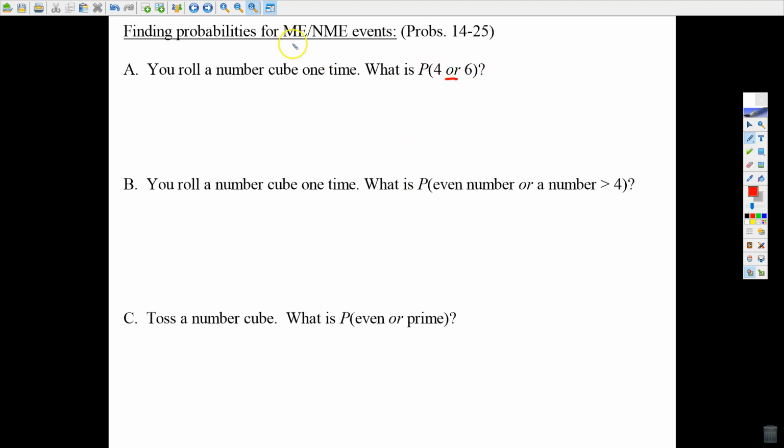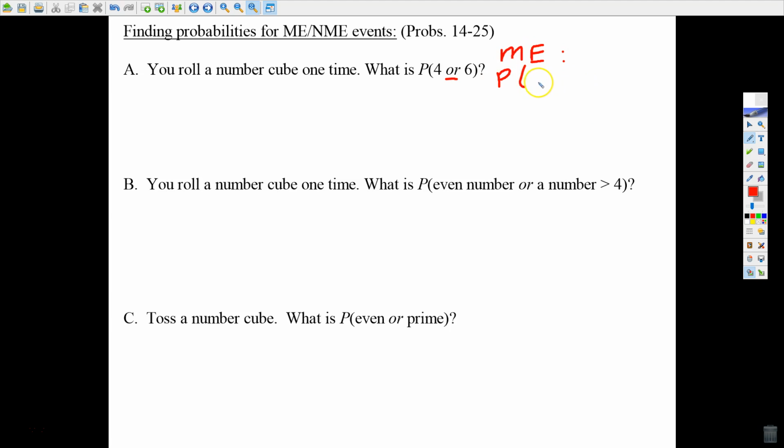So let me give you an example. Does my letter A represent a mutually exclusive or a not mutually exclusive scenario? I roll one time, the probability of 4 or 6. What do you think? Yeah, there's no way for one roll to show both. We talked about that earlier. So here's how you're going to calculate probability for mutually exclusive events.